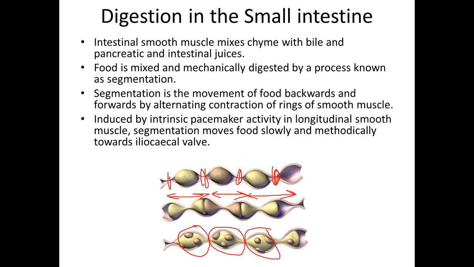So this segmentation is moving backwards and forwards, and it's actually induced by pacemaker activity in the smooth muscle itself. So the muscle independently starts to contract, and this drives this process of food moving backwards and forwards, being squished, but gently moving overall in a forward motion through the small intestine. So that's the digestive processes. Let's have a look at the absorptive processes.